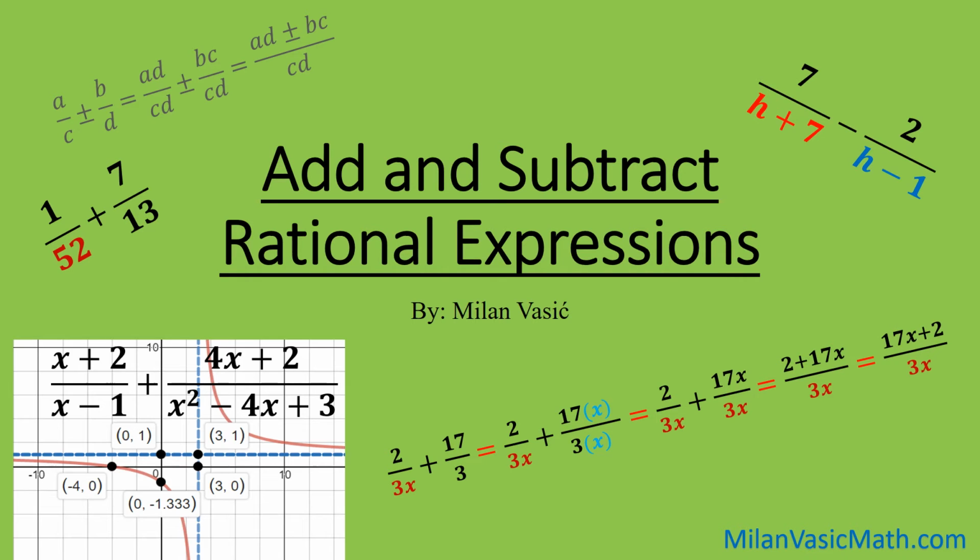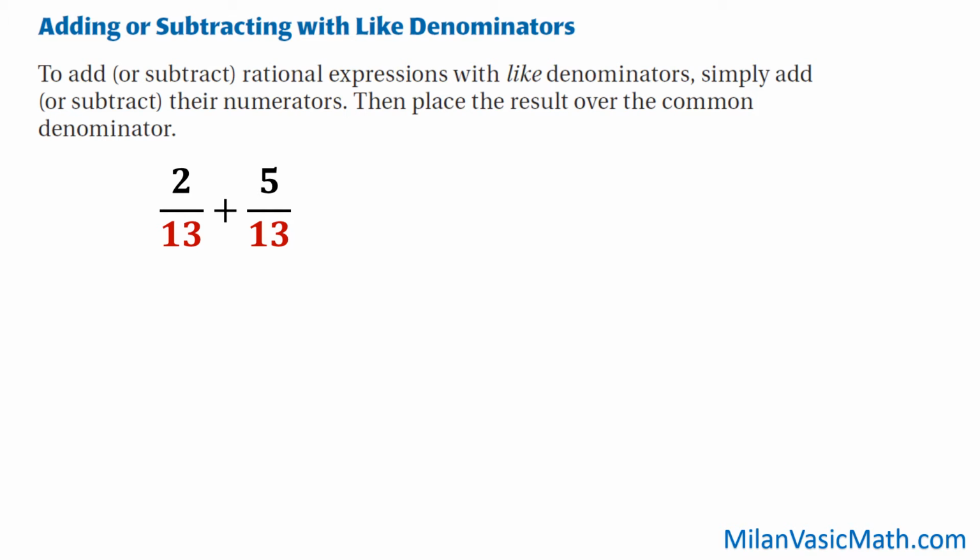Here's an example of the work. And sometimes it's necessary to simplify them to make it easier to graph. Adding or subtracting with like denominators. To add or subtract rational expressions with like denominators, simply add or subtract their numerators. Then place the result over the common denominator.